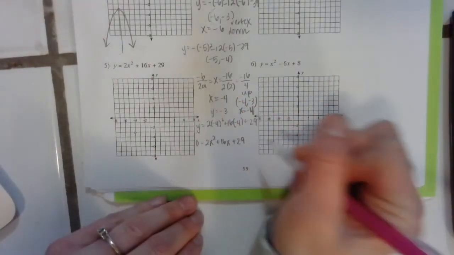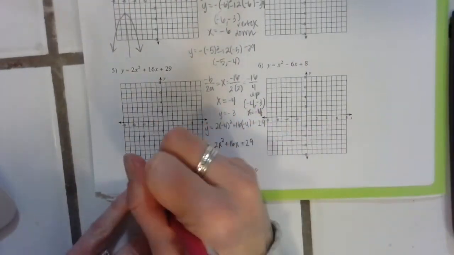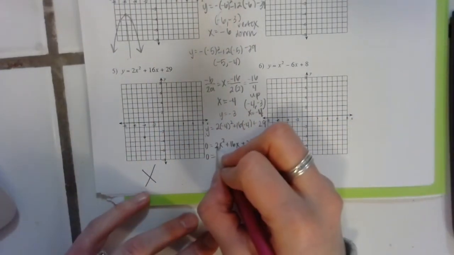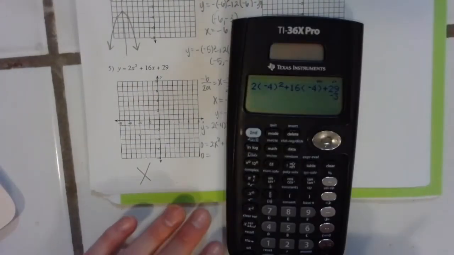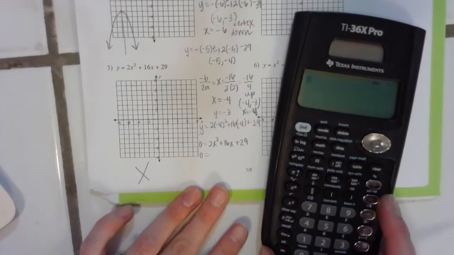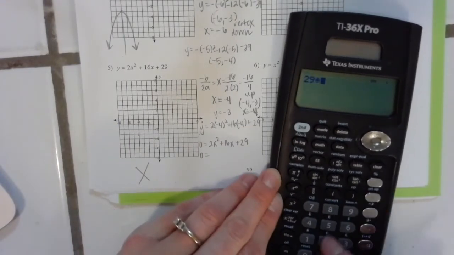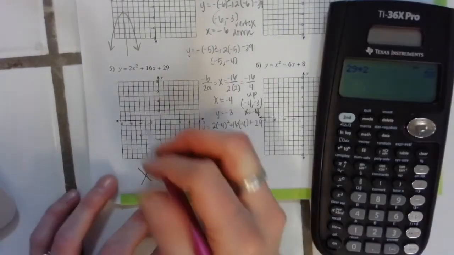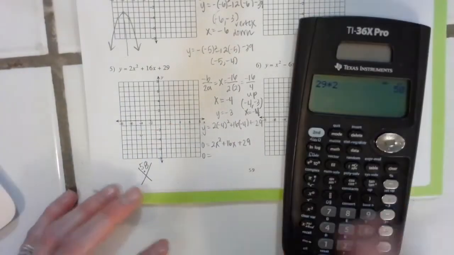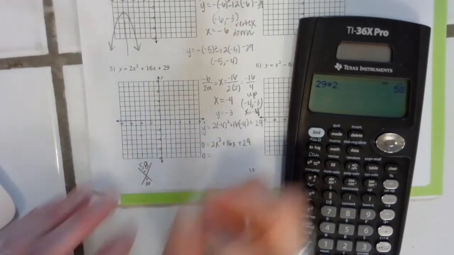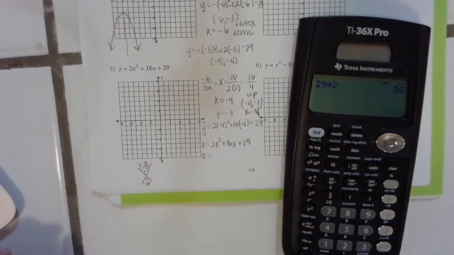So in order to solve this one the easiest, we are going to big X. So remember, when you have a leading coefficient, you have to multiply your leading coefficient and your c, your a and your c together. So we have 29 times 2, which is 58. So we're multiplying to 58, and then we're going to add to 16. Okay, multiplying to 58 and adding to 16.